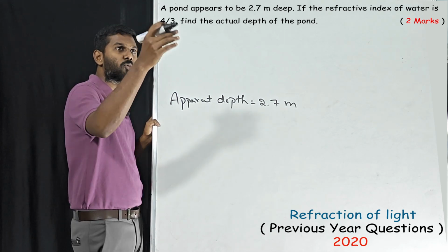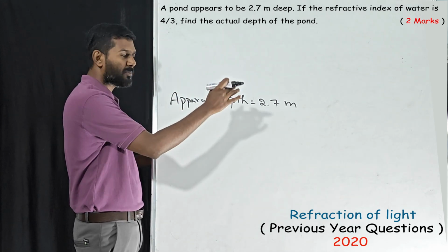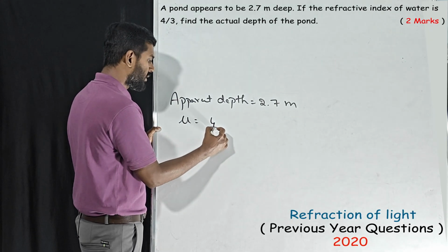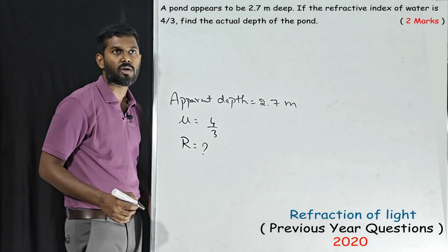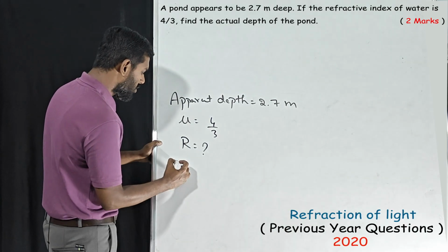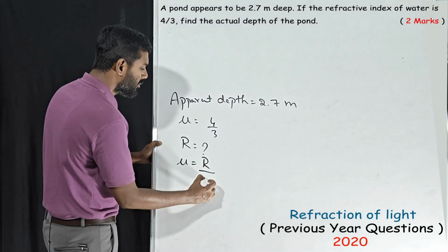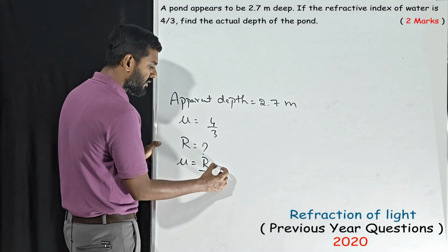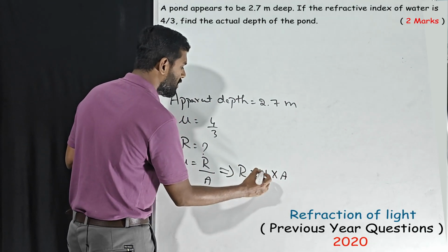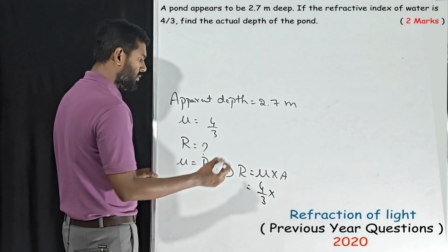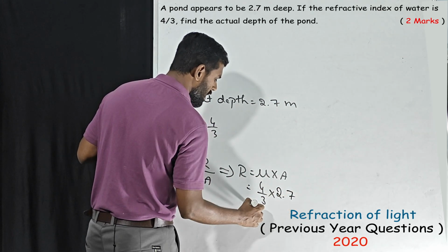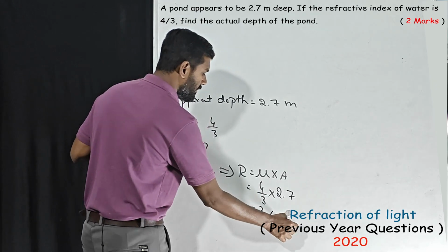So it appears to be 2.7 meter deep. That means apparent depth is 2.7 meter, and refractive index is given, that is 4/3. We have to find the real depth. This is for 2 marks. Very simple. So what is the relation? Mu is equal to real depth by apparent depth. What is real depth? That is what we need to find. So R is equal to mu into A. What is mu? That is 4/3 into 2.7. Answer will be 3.6 meters.